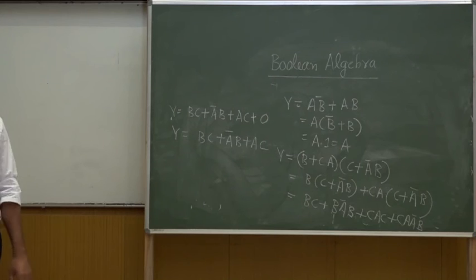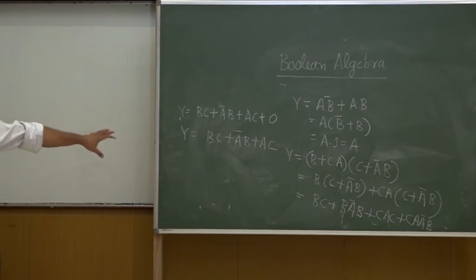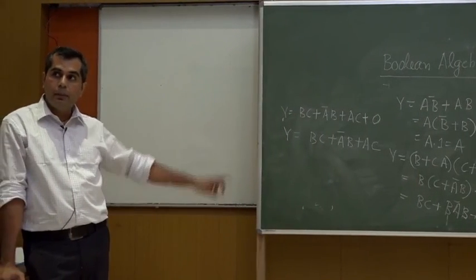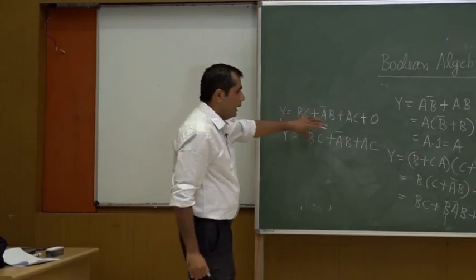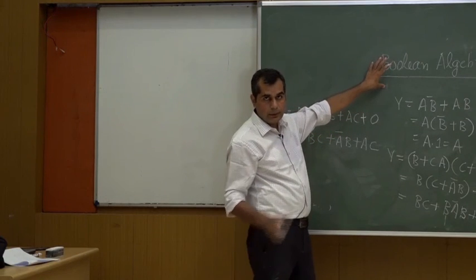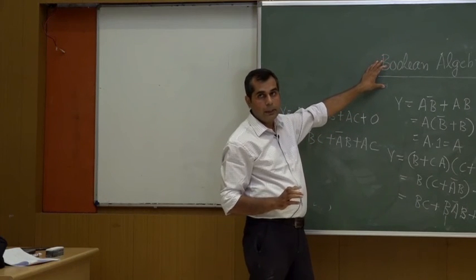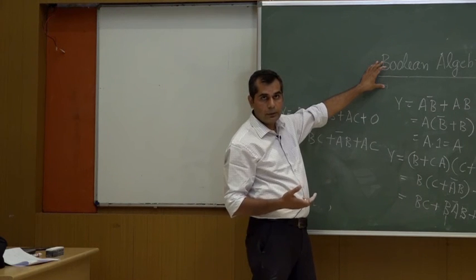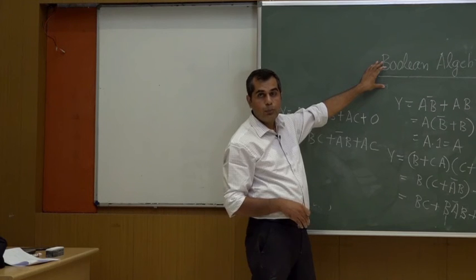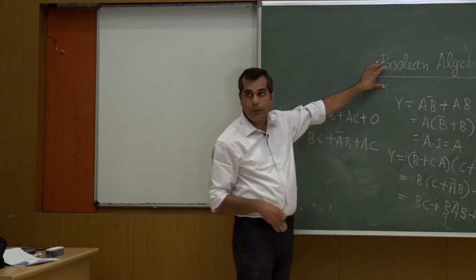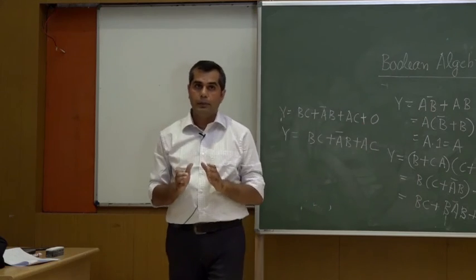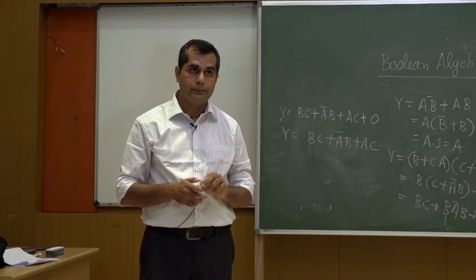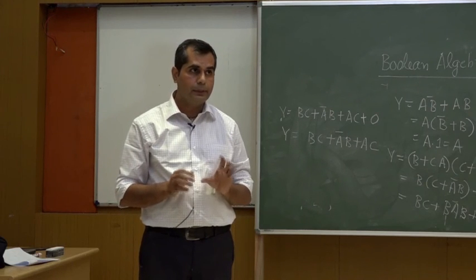And how do you know that this given simplified result is correct? To verify that, you can write the truth table for this function as well as for the original function if you want to check that. Okay, if both are same, then you will see that your simplification is correct, because both functions have to perform the same logical operation. Okay, is it clear?